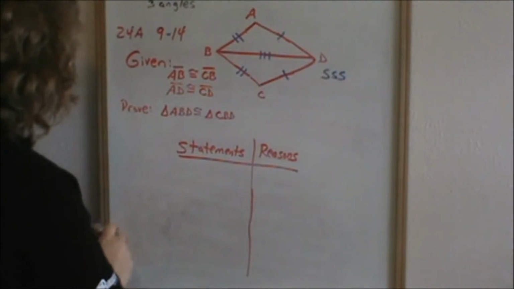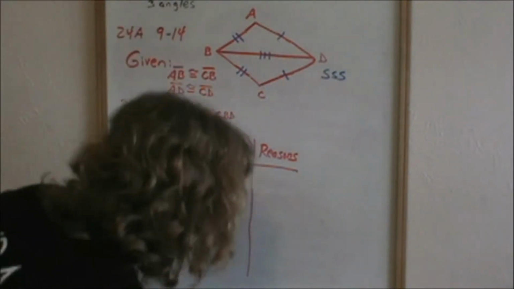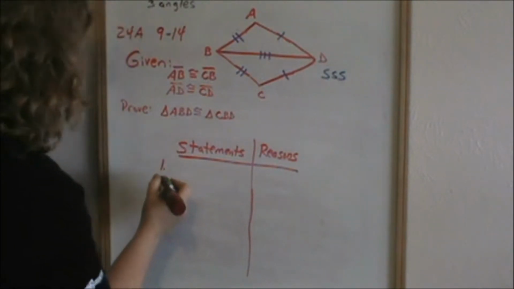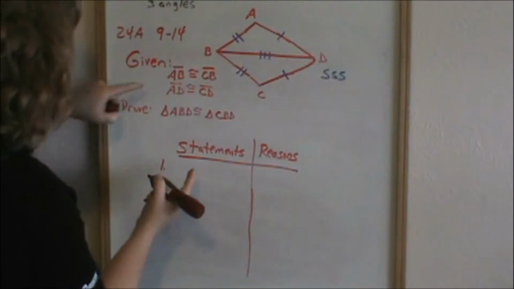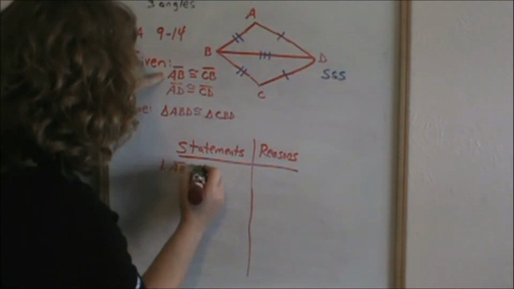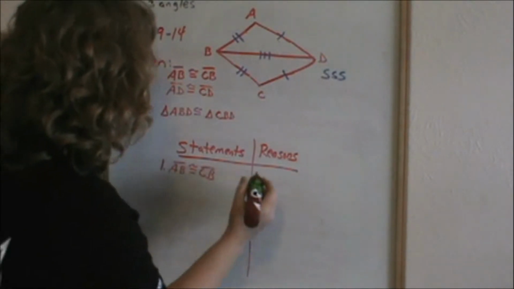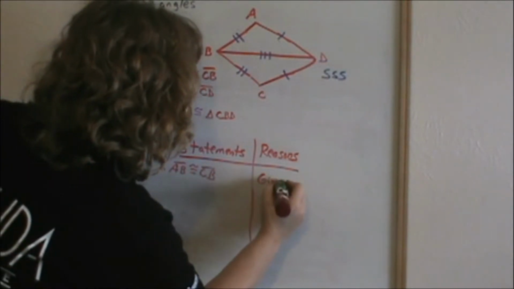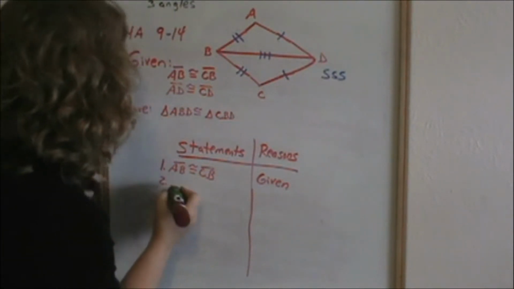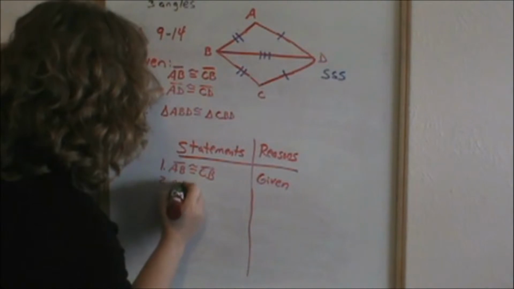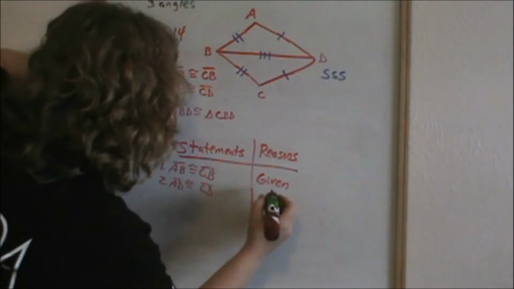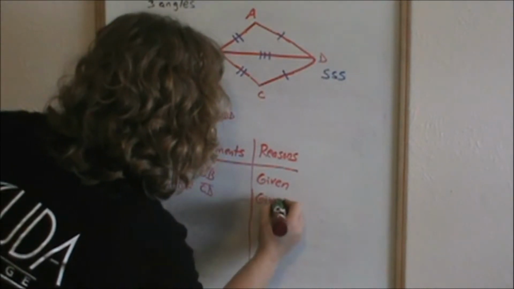The very first thing you always do in your statements is to write down your givens. You're entering this into a court of evidence, and so the first thing you enter is the things that you are given. So we can say that line segment AB is congruent to line segment CB. How do we know that? Because it is given to us. Now, does it matter which one of these I write first? No. I just need to put them both in. Then we have line segment AD is congruent to line segment CD. Why? Because it was given to us.